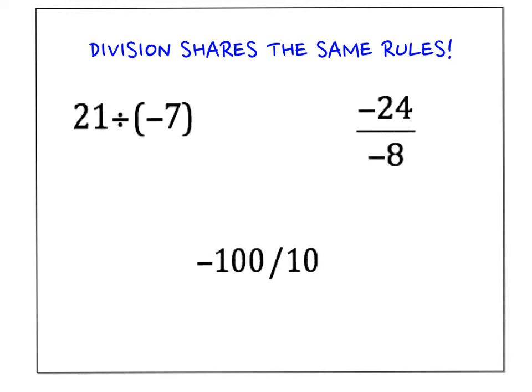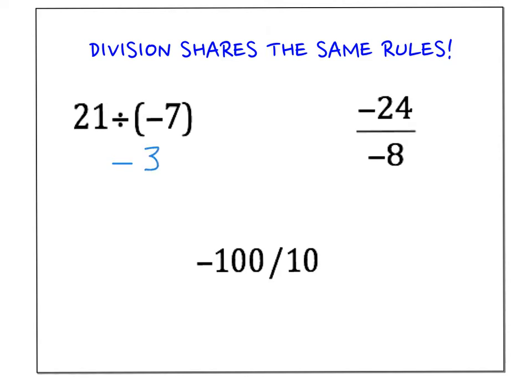So here's 3 examples for you, and these 3 examples also show you the different ways that division problems can be written. So let's take a look at the first one. It says 21 divided by negative 7. I have one sign of each, a positive and a negative, so I know that's going to give me a negative number. And really I just divide like before. So 21 divided by 7 gives me 3, so my answer is negative 3.